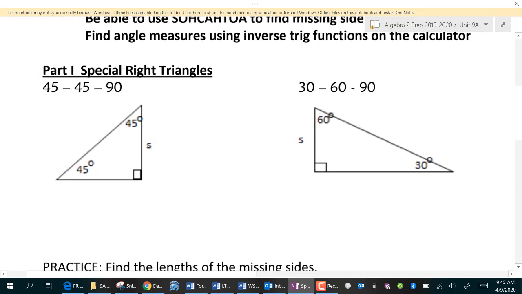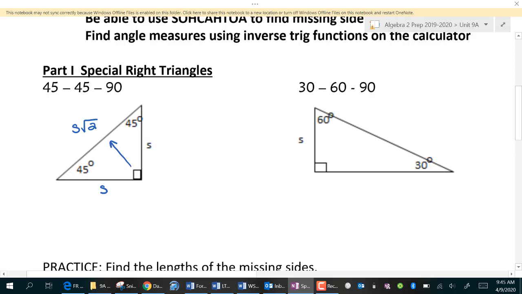I know that across from the 45 degrees, I'm going to label this S and S, so for whatever the side length is. And then across from the 90-degree angle is going to be S square root 2. So whatever that side length is times the square root of 2.